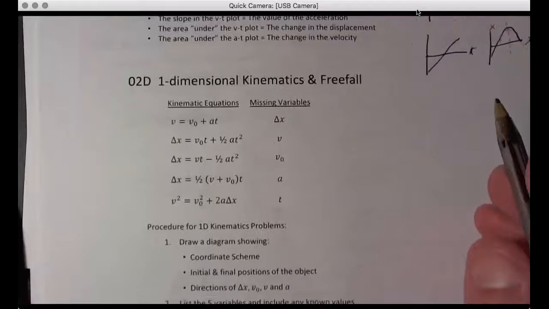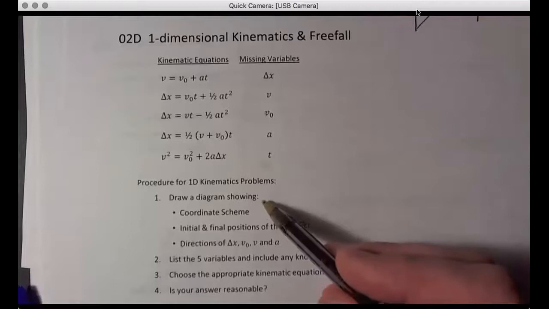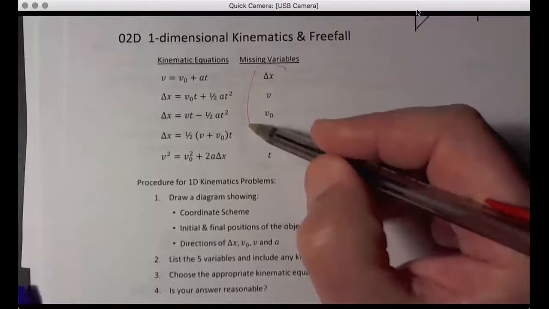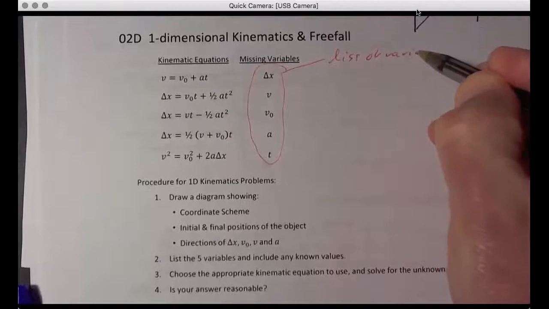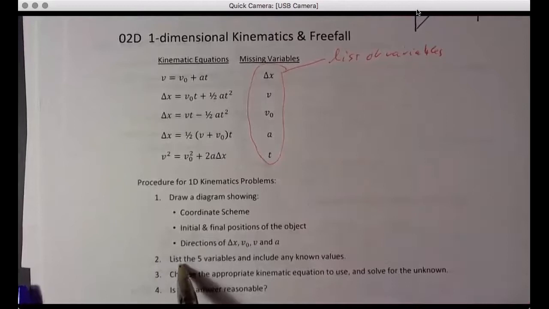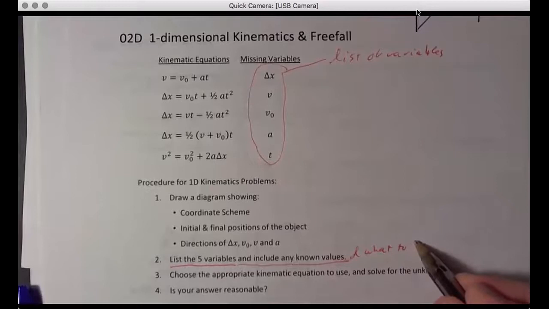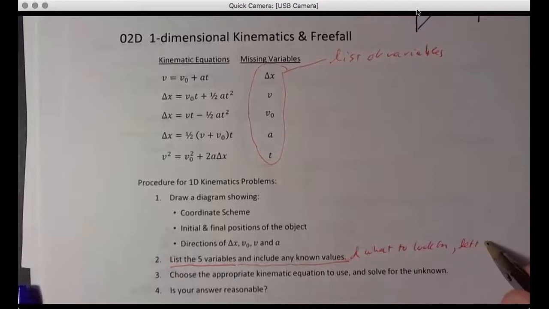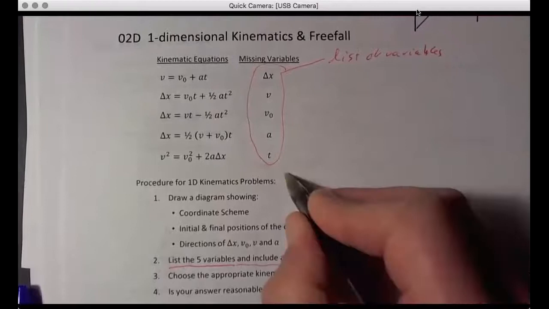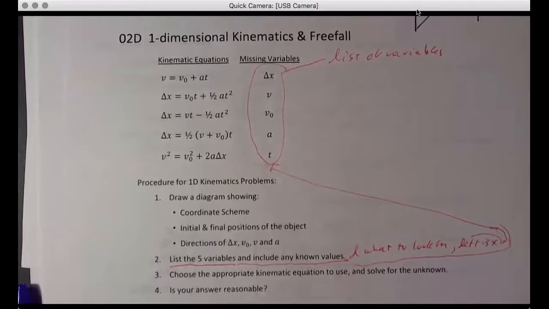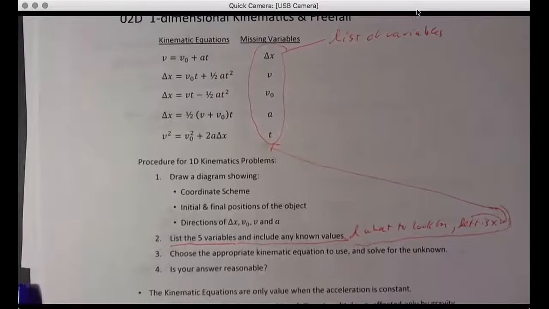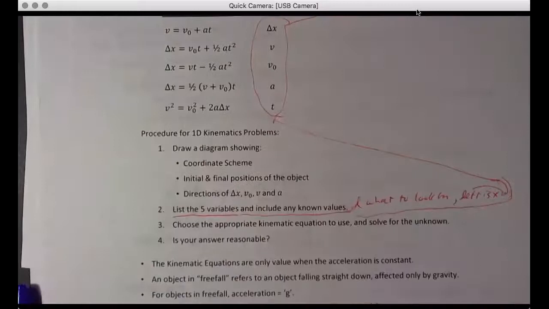Kinematics and free fall. You draw out your stuff, you write down all your variables. Here's a list of variables. Down here, you list the five variables, include any known values and what you want to look for. And what's left is an X one, get the equation from what's left from this chart and apply it. And this is true whether you're doing a linear or a rotation. It's just your variables have slightly different names. It's also true of projectile motion. You have to do X separate from Y, they share the same T.